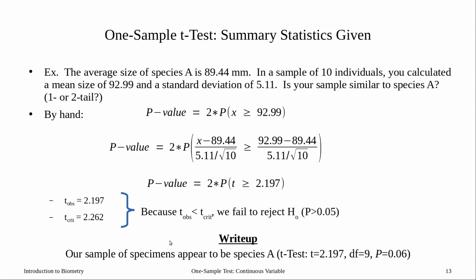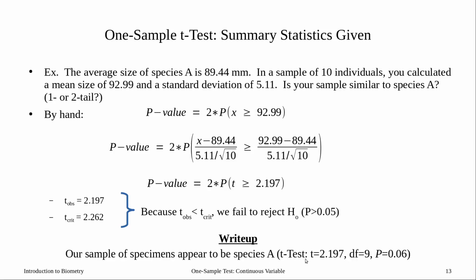So our write-up goes back to those 5 things that we have to report. We have to report the conclusion or the interpretation, the test statistic, the degrees of freedom, and the p-value. In this case, we basically have all 5. So we write: our sample of specimens appears to be species A. Why did I write this? Well, because it goes back to our question. Is the sample similar to species A? That's our biological question. That's what we're trying to answer. That's the interpretation. That's our conclusion.